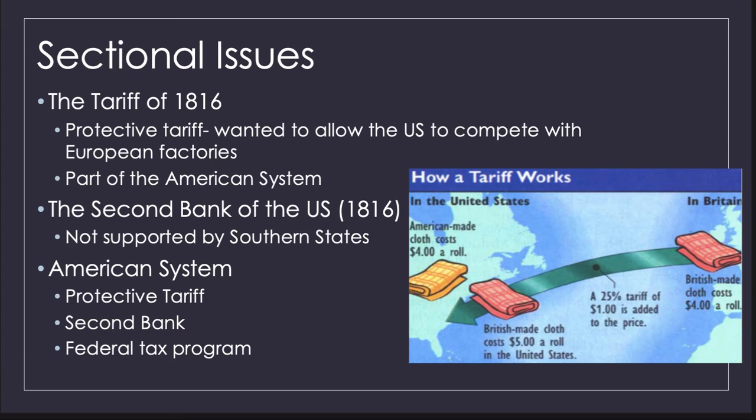The American System is going to be a heavy point of contention or argument between the different sections because the American System encouraged a protective tariff, it encouraged the Second Bank, and it encouraged a tax program. And you know, nobody likes taxes. So these are going to be the issues that really pit the North against the South, and it makes it look like the North is being favored by the federal government where the South is not. So the South becomes very resentful against the federal government, which we need to keep in mind moving forward.